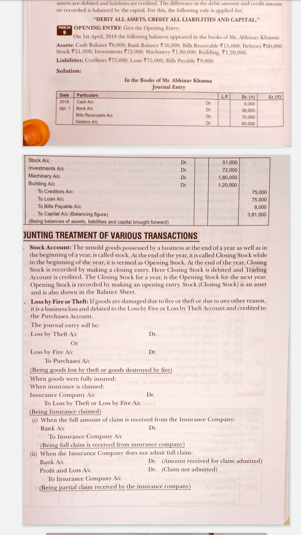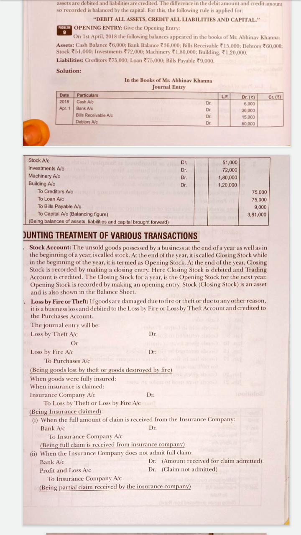lost due to the theft or fire, no? The amount which is lost due to the theft or fire, now we are receiving that amount by claiming it from the insurance company. So we are crediting the account. Understood? Being insurance claimed is the narration below the journal entry.